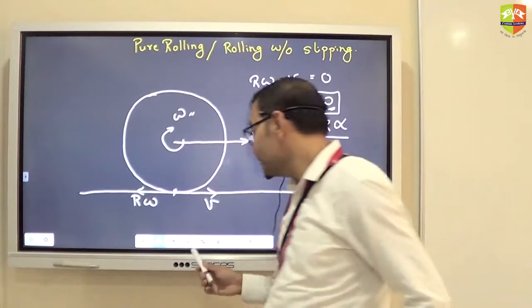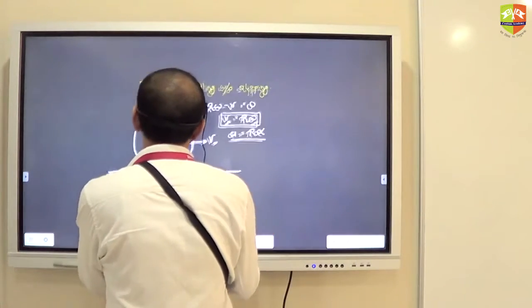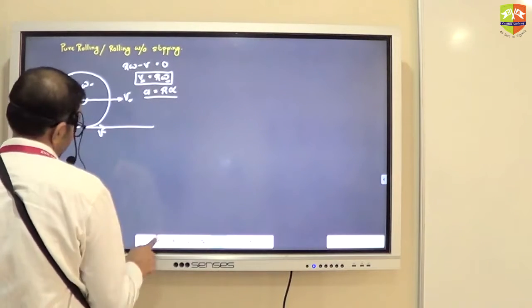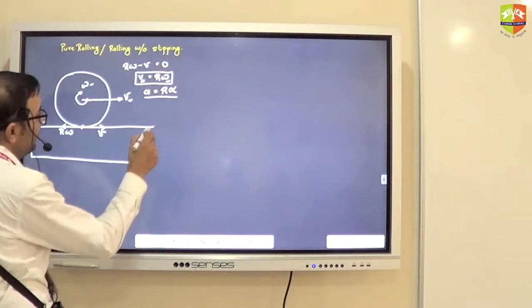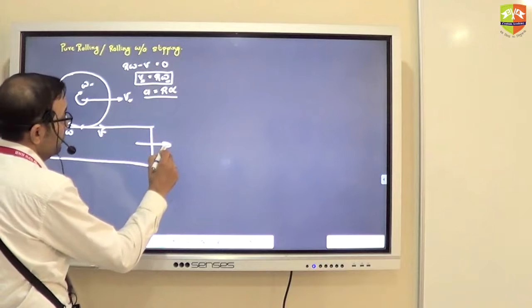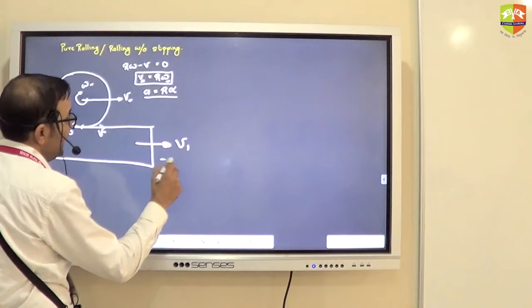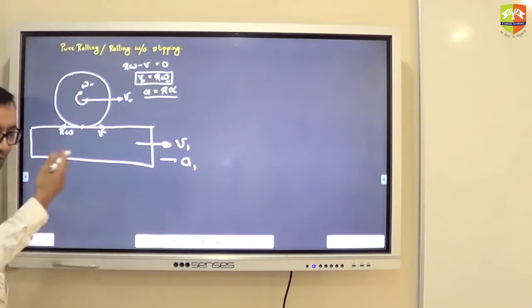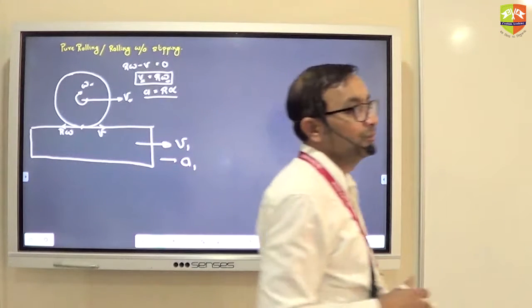Okay. Now what if the surface in contact is not at rest? Suppose this is kept on this, which is moving with velocity V1 and acceleration A1. Can you tell me what is the relation now?